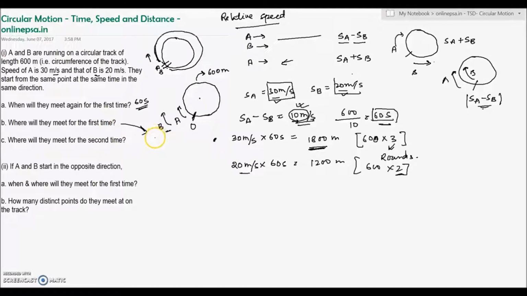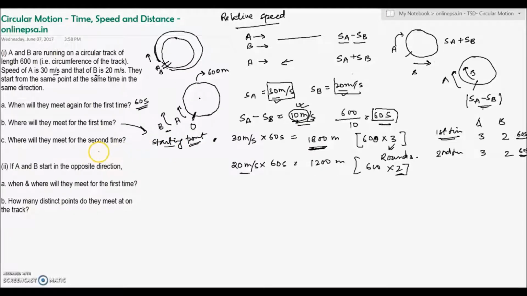So it is the same point as where they had started, the starting point. It is the starting point where A and B meet again and again. The first time they meet, A has covered 3 rounds and B has covered 2 rounds. Similarly, when they meet for the second time, A has covered 3 rounds again and B has covered 2 rounds again, right? And the time taken is 60 seconds every time. So every 60 seconds they meet each other, and the starting point is the place where they meet.